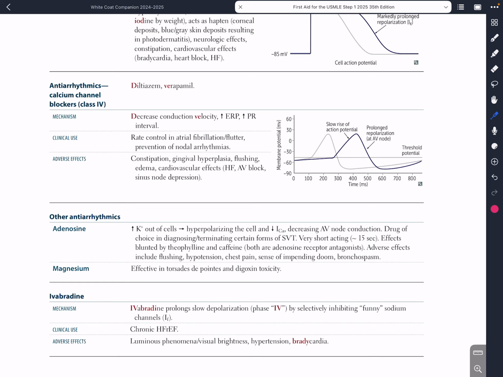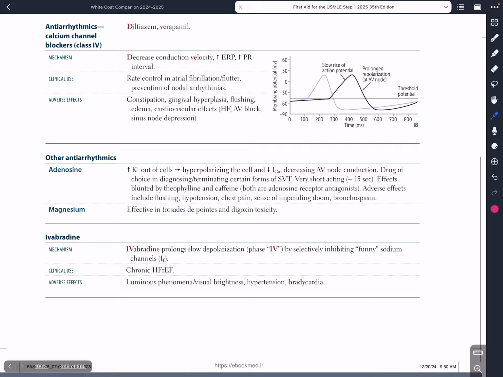Adverse effects of diltiazem and verapamil are constipation, gingival hyperplasia, flushing, edema. Cardiovascular side effects of verapamil and diltiazem are heart failure, AV block, sinus node depression.